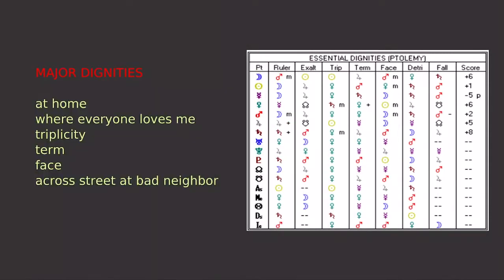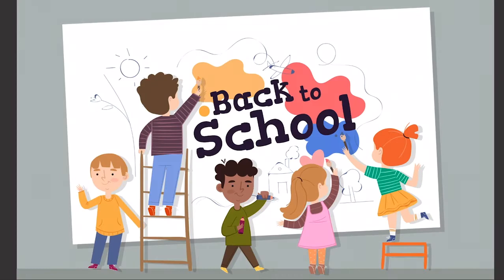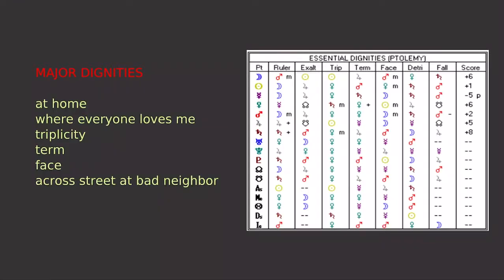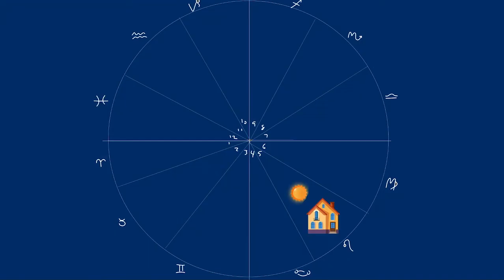So let's go over, again, back to school, what we have for dignities. The first one that we're going to cover today is ruler. Ruler is where the planet is at home. Find the graphic. There we go. So the sun, for example, let me get a drawing. The sun right here is in the sign of Leo. The sign of Leo is where the sun naturally lives. So that's also called its domicile.